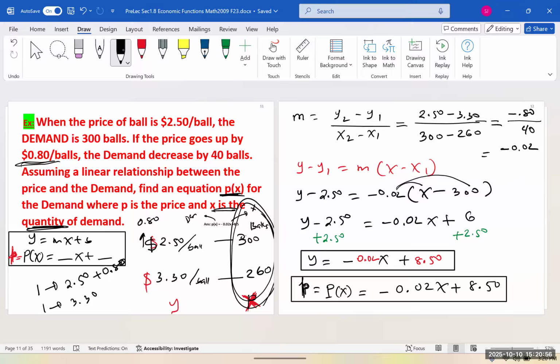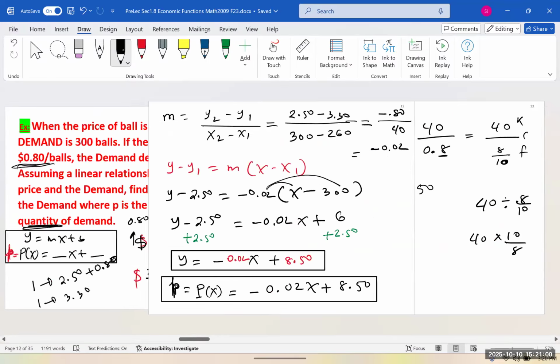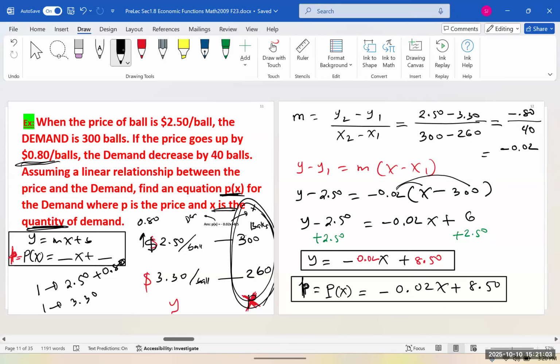Okay, anyway, what do we have next? Market equilibrium. Before you go to the market equilibrium, any question? Thank you, Dimitri, for catching that. See, I said one thing, wrote another thing. It's one of my very good habits. Any question?